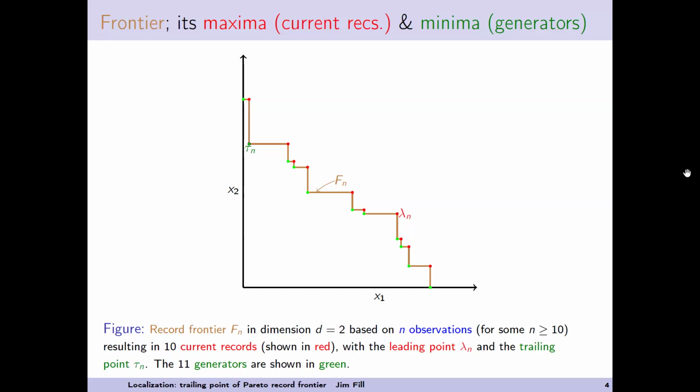What are the green points? The green points are the minimum points on the frontier, right? Okay, and I'll call the remaining record that has the largest sum of coordinates, I'll call that the leading point, lambda sub n, and I'll call the point on the frontier that has the smallest sum of coordinates the trailing point. Okay, so the trailing point in this case turns out to be this point right here. Before I go on, are there any questions about the setup here?